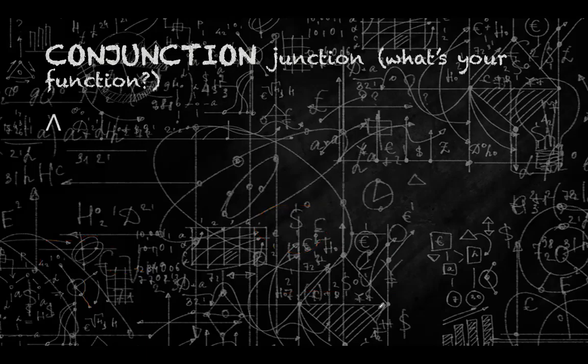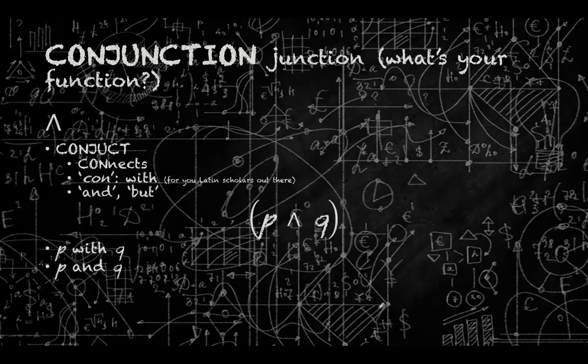Next we have conjunction, junction, what's your function? All right. And do you guys remember that song? Conjunction, junction, what's your function? Look it up, this is in one. So then this sign is called a conjunct, and it connects. And what's it going to connect? Propositions, right? So we've got con, which means with, for you Latin scholars out there. So we've got and, right? So P conjunct Q just means P with Q or P and Q.